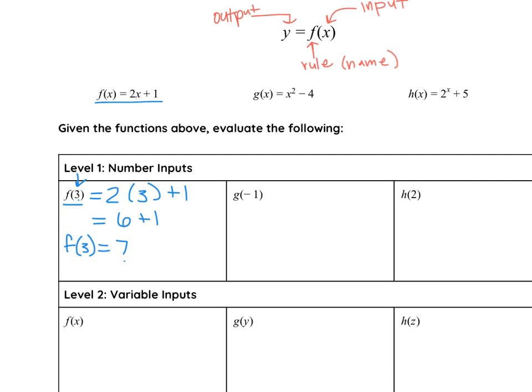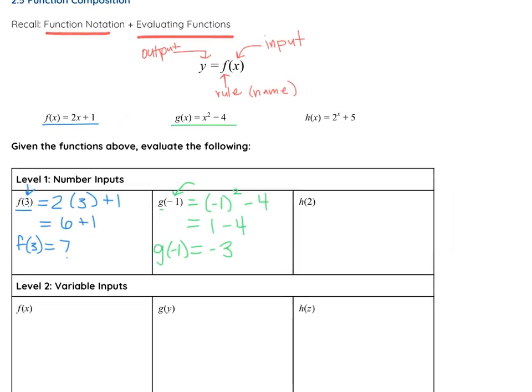Let's look at g of negative 1. This time we're using a different name, g, so we have to make sure that we are looking at that function. Our input is negative 1, so everywhere I see an x, I'm going to replace it with negative 1. So this is negative 1 squared minus 4. Don't forget to do the order of operations when you're dealing with exponents, so I have to figure that out first. Negative 1 squared is positive 1, and then minus 4. 1 minus 4 gives me negative 3. So my input was negative 1, and my output is negative 3. So g of negative 1 is equal to negative 3.